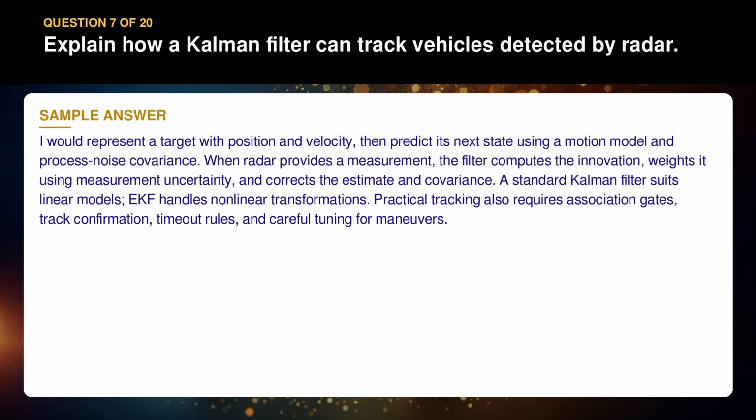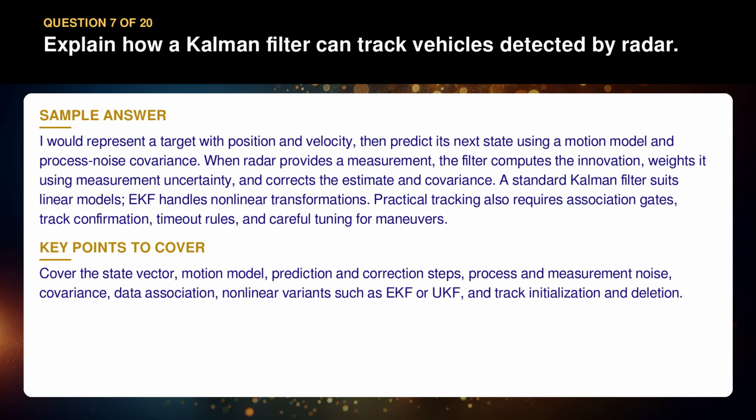A standard Kalman filter suits linear models. EKF handles nonlinear transformations. Practical tracking also requires association gates, track confirmation, timeout rules, and careful tuning for maneuvers. Cover the state vector, motion model, prediction and correction steps, process and measurement noise, covariance, data association, nonlinear variants such as EKF or UKF, and track initialization and deletion.